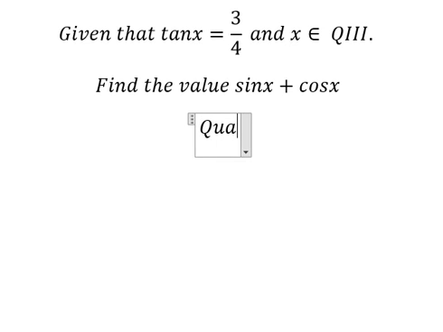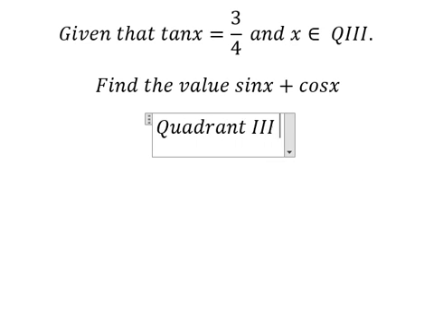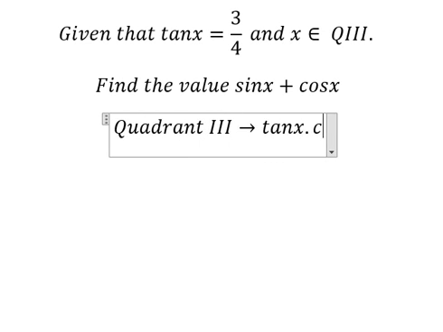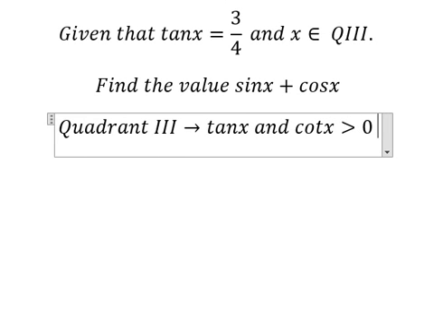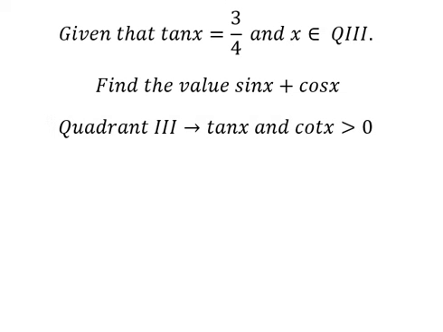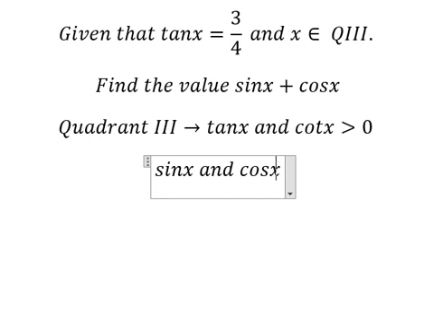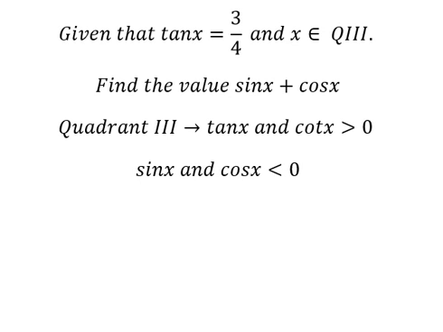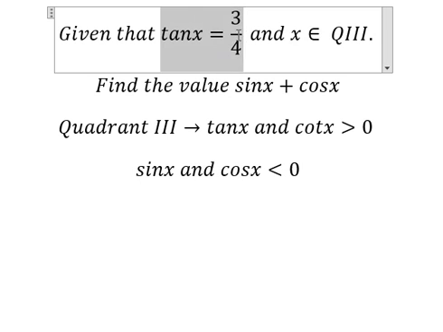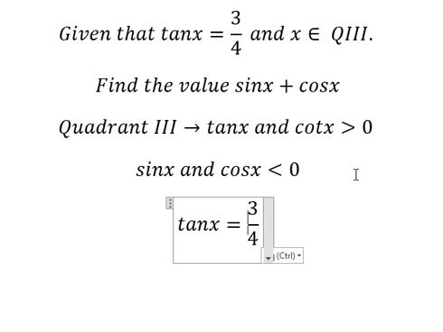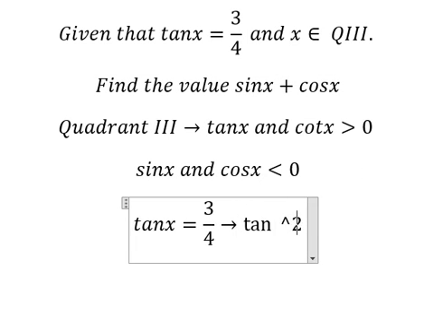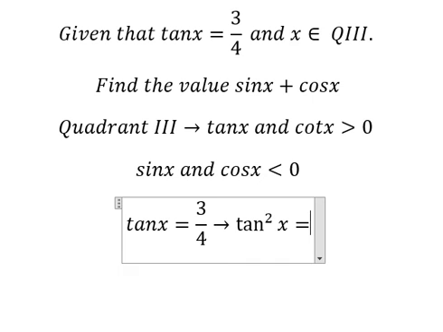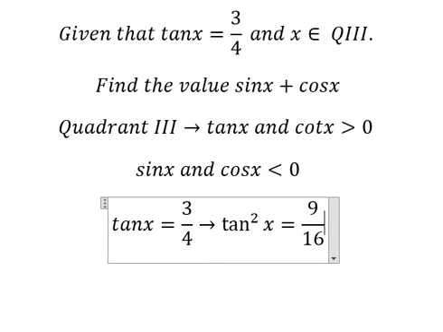We know that in quadrant number 3, tan x and cot x are greater than 0, while sin x and cosine x are negative. So we have this one. In this situation, I will put the power 2 on both sides, and we have 9 over 16.